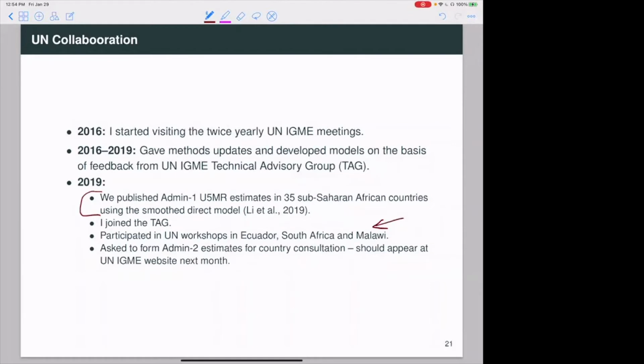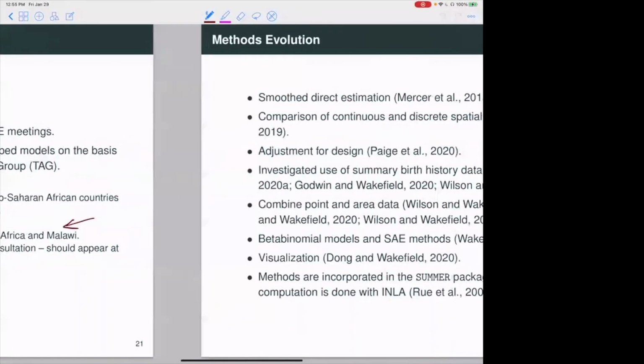And then finally IGME said, okay, can you come up with admin 2 estimates? And so that's what we've been doing over the last year and a half, and those are the things in that map I showed earlier, that's going to be appearing on the UN website sometime in the next month.